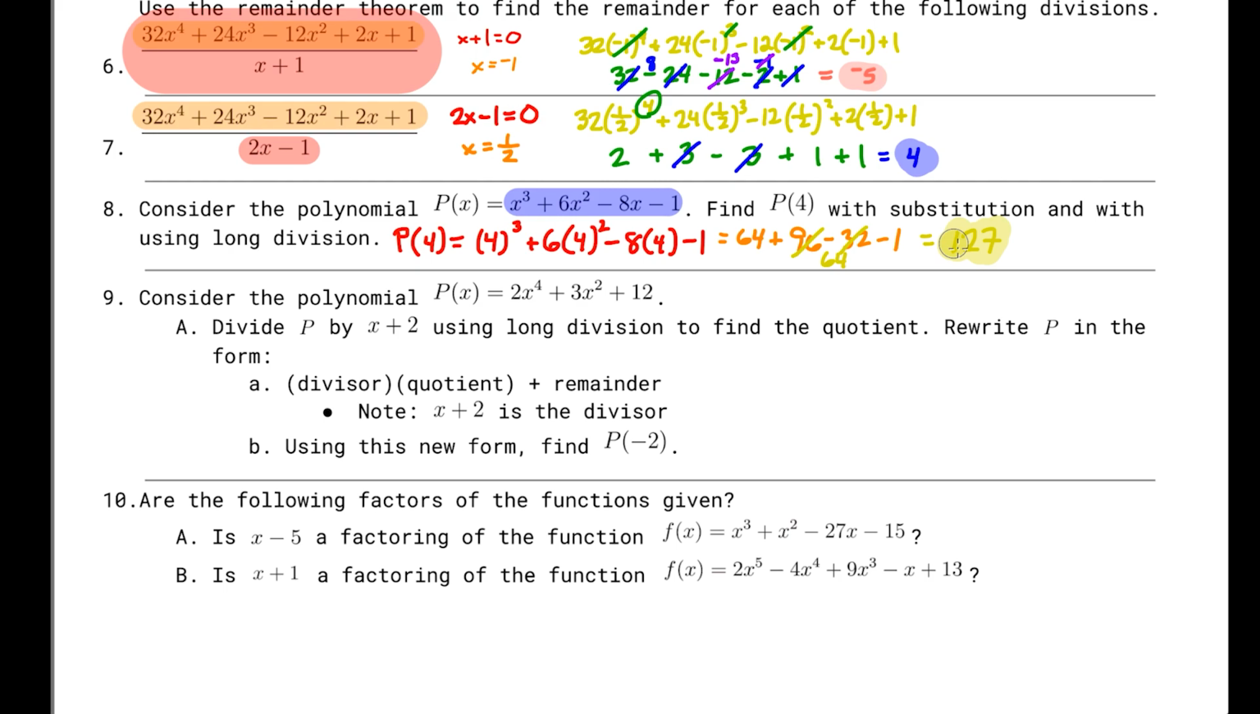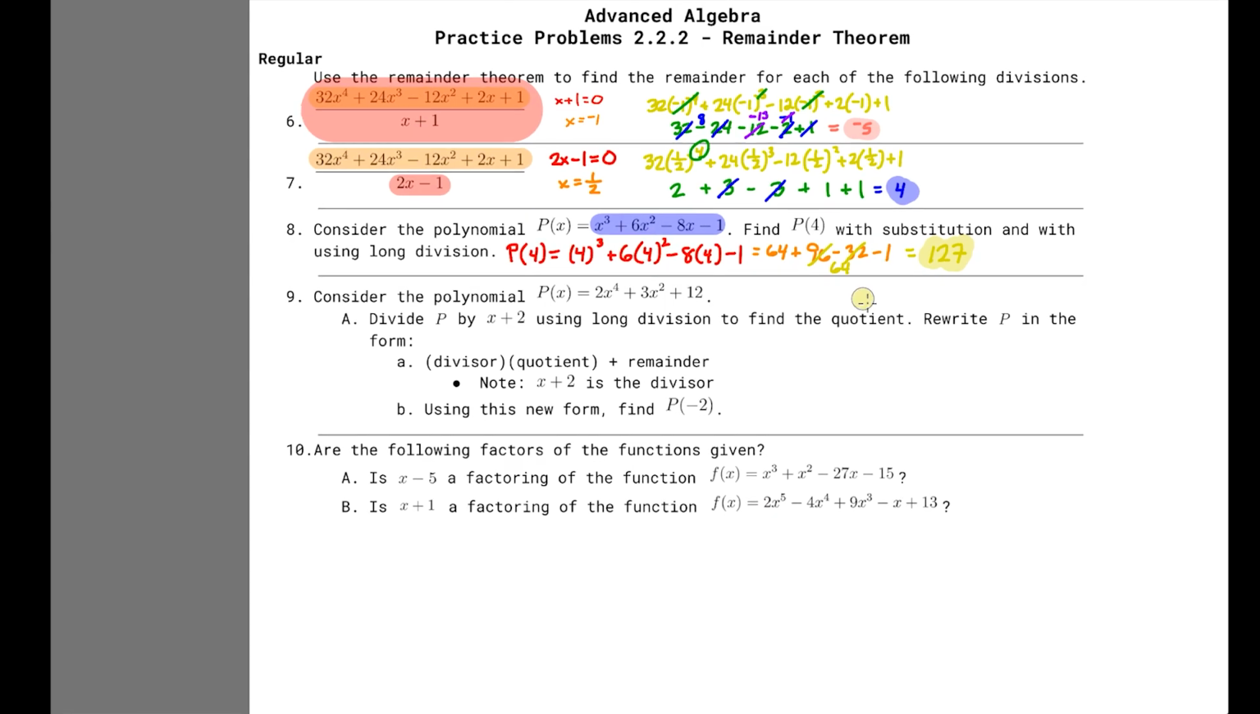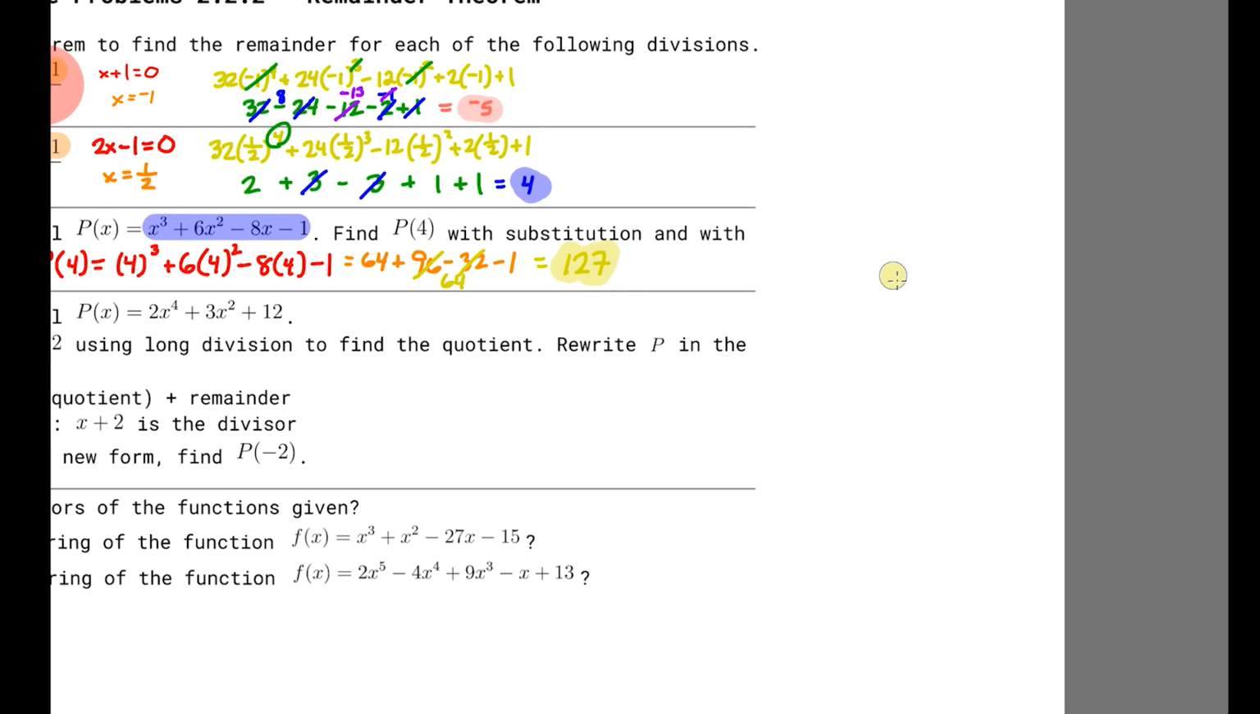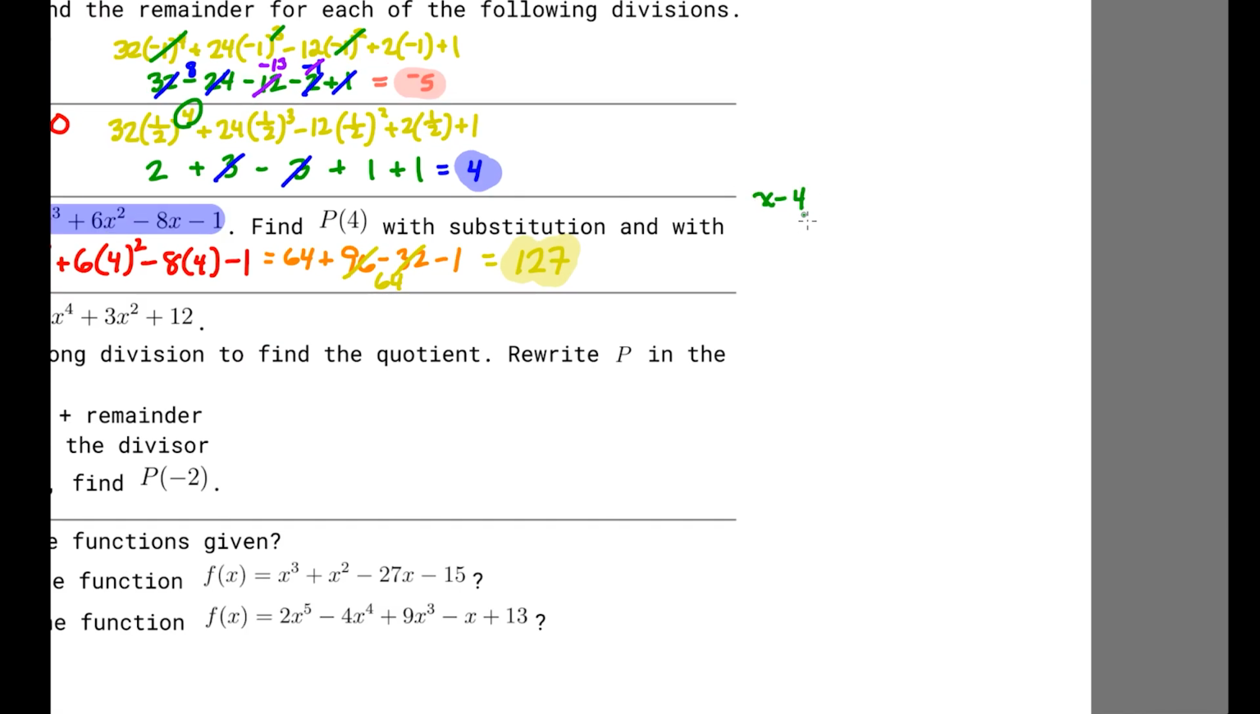Okay. Now it says to do this with long division as well, and based on long division, if we're dividing by x minus 4, you should technically get that remainder of 127 as well. So I'm going to do that over here. Divide by x minus 4. And it's going to be x to the third plus 6x squared minus 8x minus 1. And we're dividing all of that by x minus 4. So that's kind of why I set up the quotient this way.